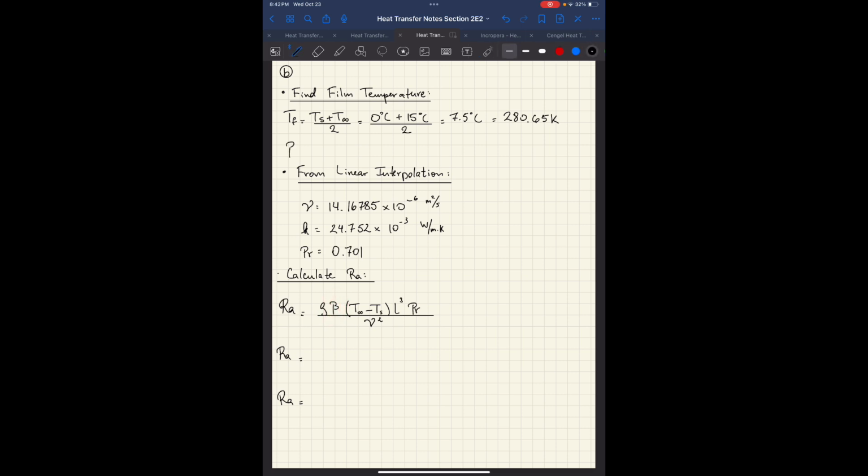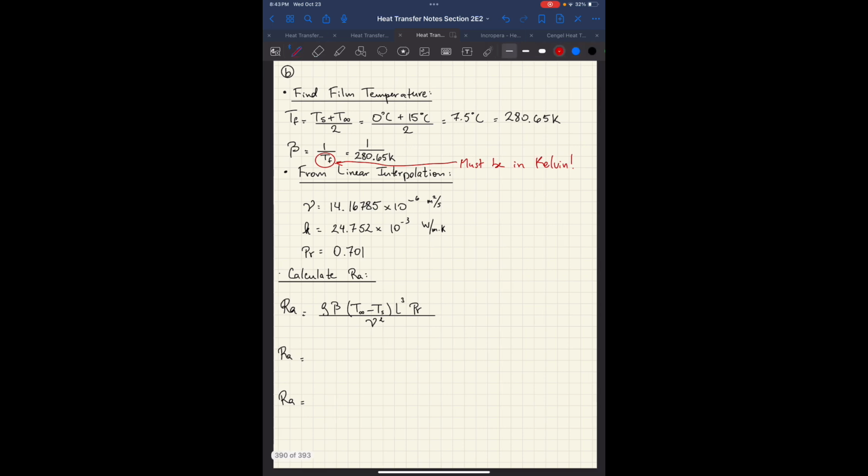Now, we do need this variable beta. Beta is actually the reciprocal of the film temperature. The only thing to remember is that you have to put the film temperature in Kelvin. Please put it in Kelvin. If you forget to put it in Kelvin, it will be wrong. So it has to be like this in Kelvin. I will put a note here. Must be in Kelvin.